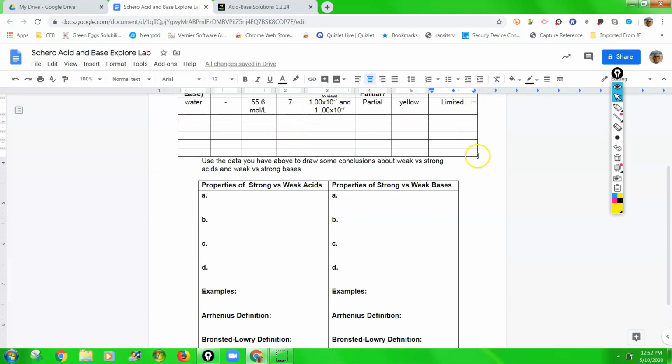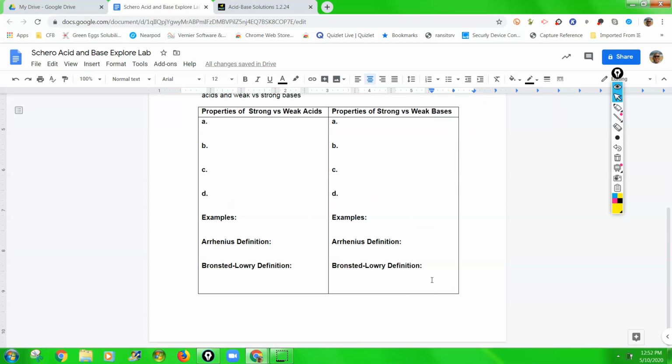So keeping in mind what you have just learned from up here, what are some common things about strong versus weak acids and strong versus weak bases? So you're going to do some comparison and some differences. You might need to look up some examples online. What is a common strong acid? What is a common weak acid? And then what was the Arrhenius definition from our presentation? And what was our Bronsted-Lowry definition from our presentation? All right, good luck, everybody.